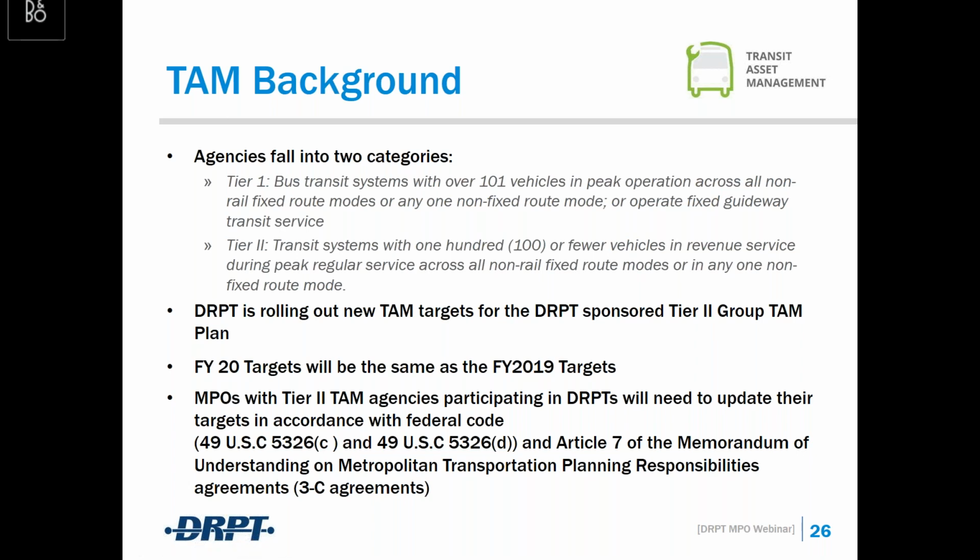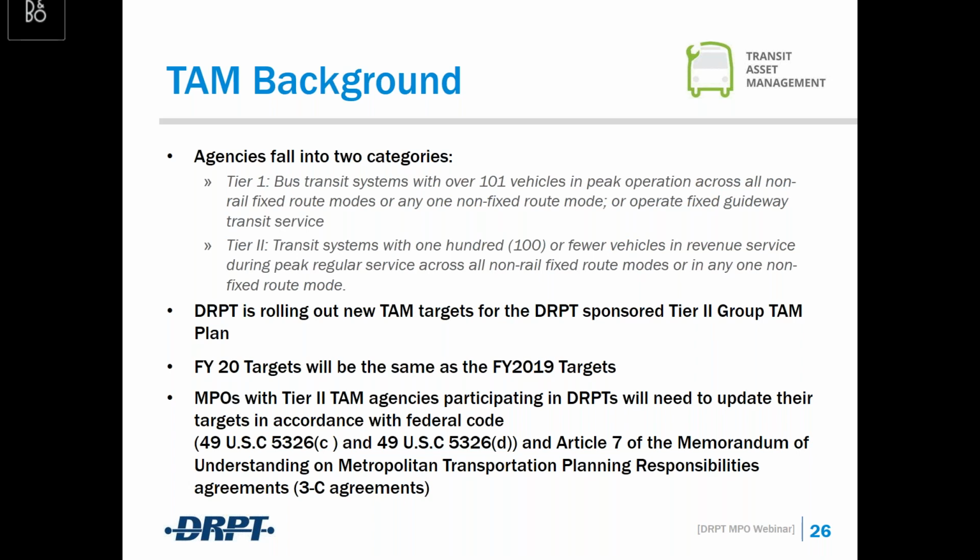Generally, agencies fall into two categories under the TAM regulations. Tier 1 agencies, which is like our WMATAs of the world, are really big transit agencies, or those that operate fixed guideway transit facilities, and then Tier 2 agencies. And the reason we bring up this kind of tiering is that DRPT is sponsoring a statewide TAM plan for the Tier 2 agencies, and the vast majority of our Tier 2 agencies are participating in this plan, and therefore are covered by the TAM performance measures that we'll get to a little later in this presentation.